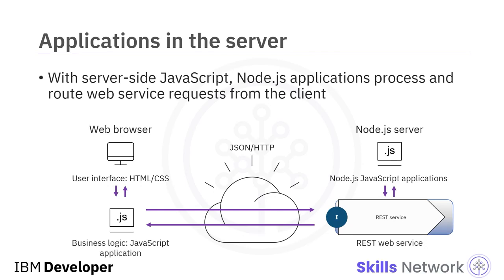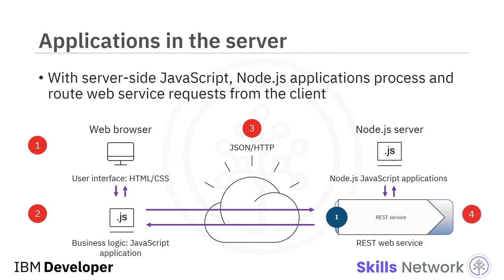Compare the following diagram with the one in the previous slide. Most of the steps are identical. In Step 1, the user selects an option in the user interface, which is written in HTML and CSS. In Step 2, the option triggers a JavaScript application that implements the business logic on the client side. In Step 3, the JavaScript application makes a web service call over HTTP with data payload written in JSON.